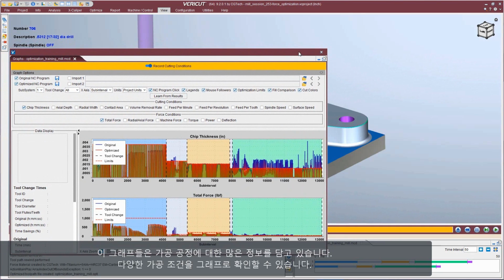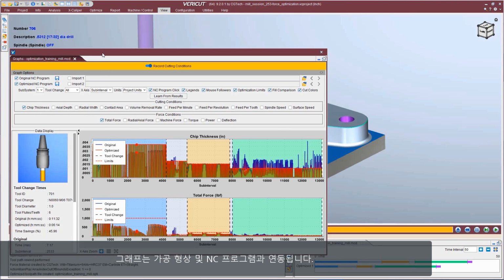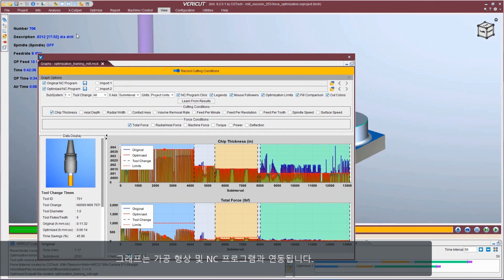These graphs contain a wealth of information about the machining process. You can see there's tons of data metrics that we can take a look at in graph form. I'm just going to use chip thickness and total force and give you some ideas how these graphs work for you and information that they can show. The graphs are interactive with the part and also with the NC program.